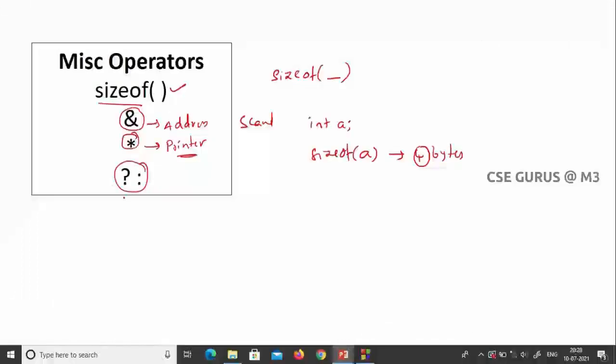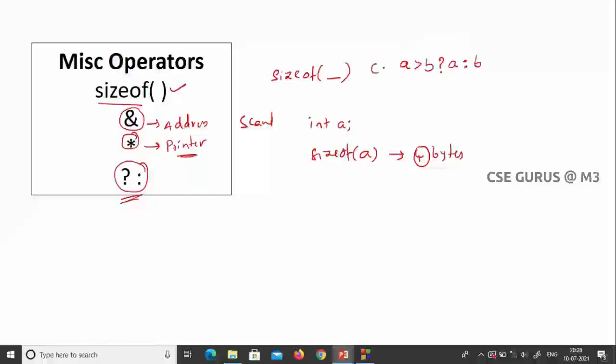Coming to the last one, that is the ternary operator. It will be like this. Generally, if you use an if condition, let us suppose I want to find the largest of two numbers, we'll write something like this: if a greater than b, a is largest, otherwise b is largest. Here in one line you can write: a greater than b, then a, otherwise b, right?